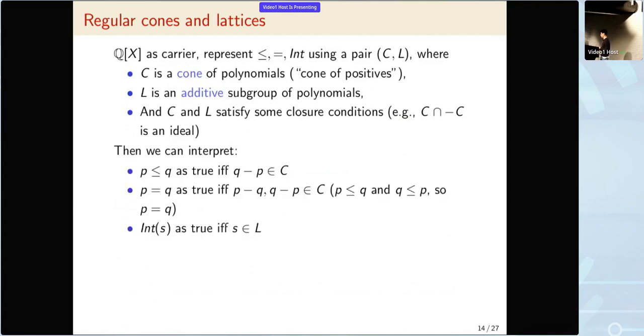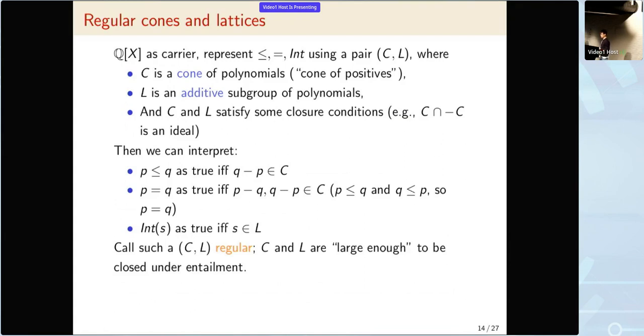Then, we can interpret P less than or equals Q as true if and only if Q minus P is in C. So just bring P over to the other side and test for membership in the cone of positives. We interpret P equals Q as true if and only if P minus Q and Q minus P are both in C. This is true by anti-symmetry. And we interpret int(S) as true if and only if S lies in L. So this is how we can use a pair (C, L) to interpret our predicates.